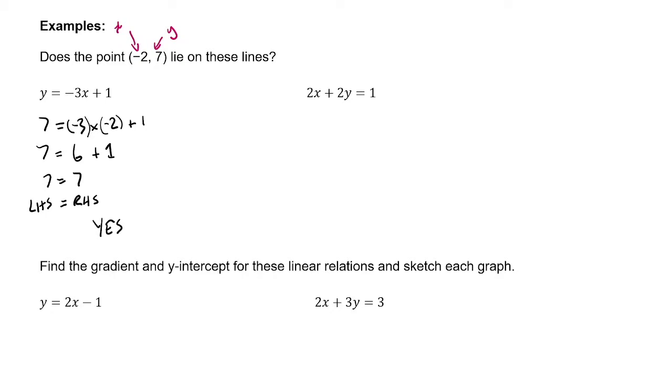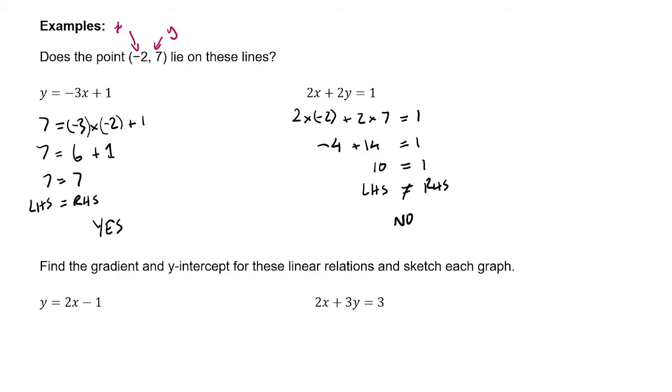Over here we've got 2x plus 2y. We don't need to rearrange this equation, we can just substitute straight in. So we're going to have 2 times -2 plus 2 times 7 equals 1. So this is what we want to have happen. 2 times -2, a positive times a negative, is -4, plus 14. We need that to equal 1. -4 plus 14 equals 10. So the left-hand side does not equal the right-hand side. So this one is a no.